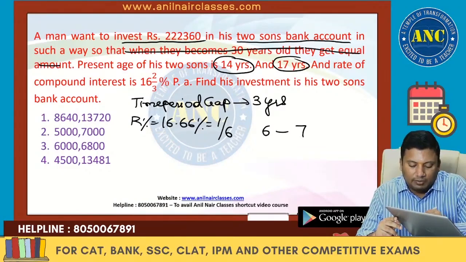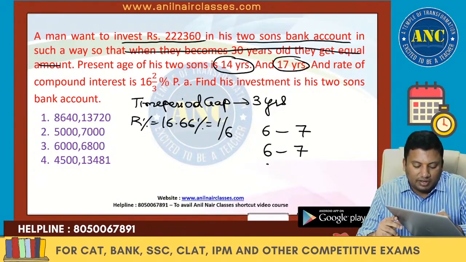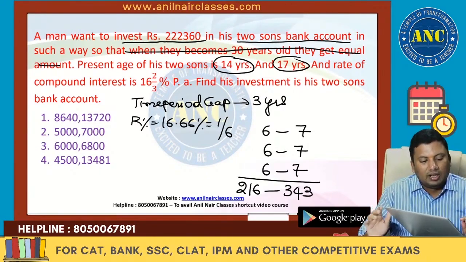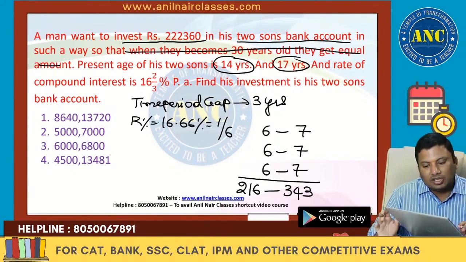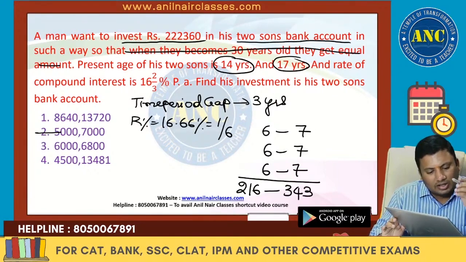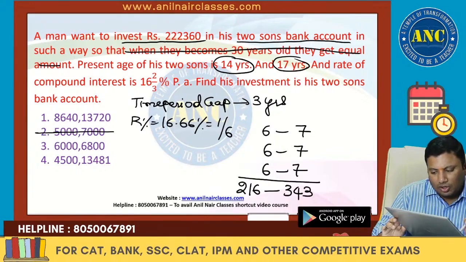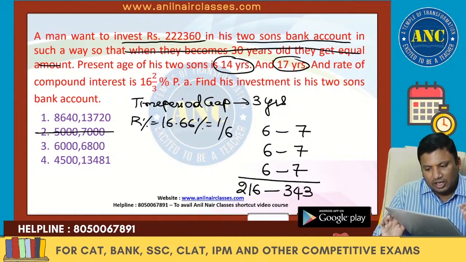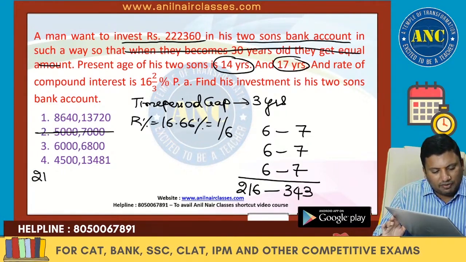So 6 became 7, again 6 became 7, again 6 became 7. This is nothing but 216, and this is nothing but 343. Sum should be the sum. What is the investment in his two sons' accounts? Is the sum 2,22,000? One minute, sir. I think it is not these also. One minute, such that they get equal amounts. Okay, 216 and 343.